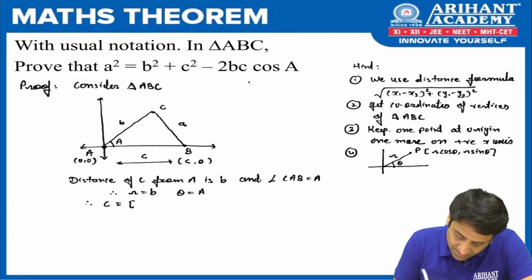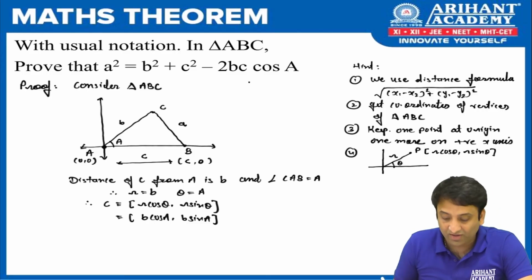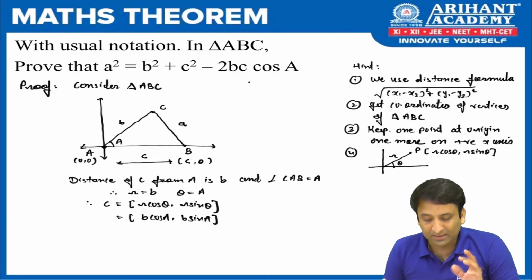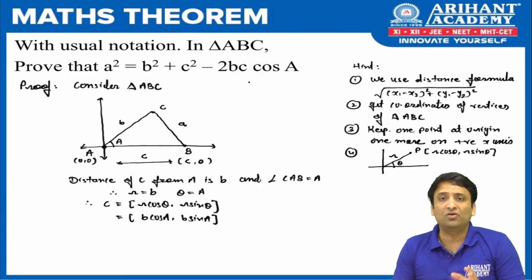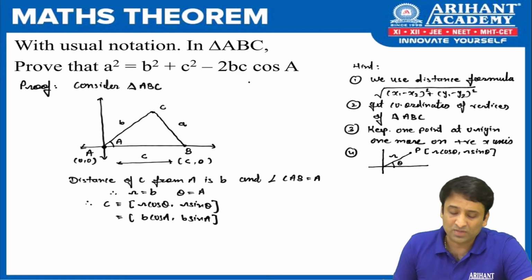so therefore the coordinate of C will be what? It is r cos theta comma r sin theta. With that, can we write it as, in place of r, b cos A comma b sin A, and you got the coordinate of C also. So we have all three coordinates, and this is where the main part of the proof is over. Now you only have to remember the distance formula.